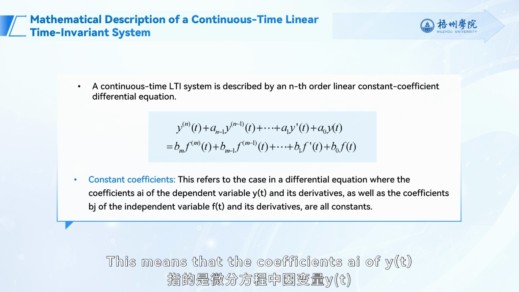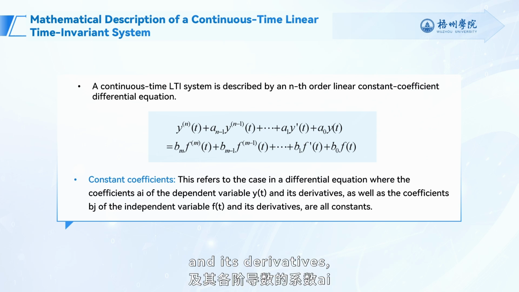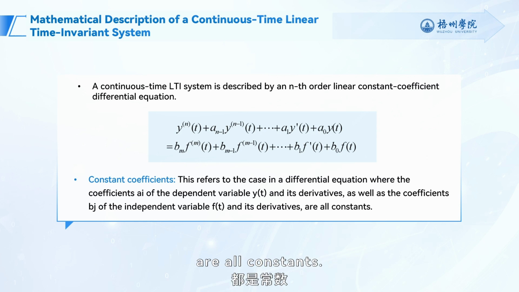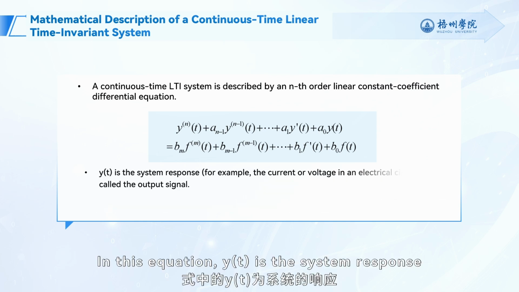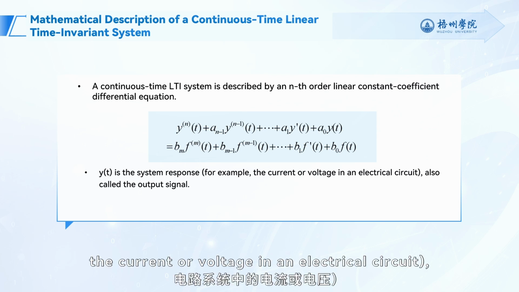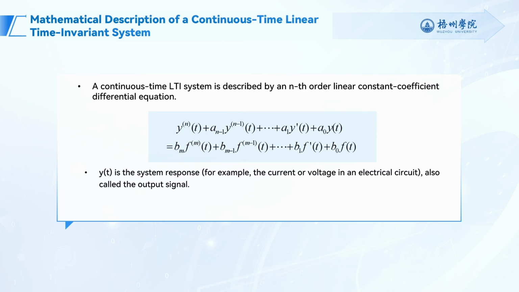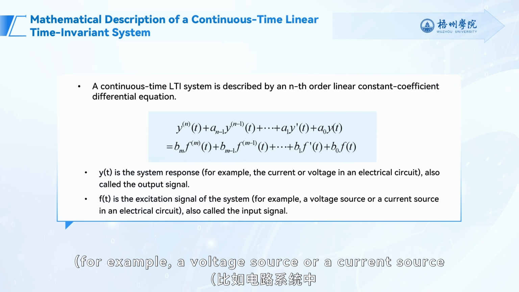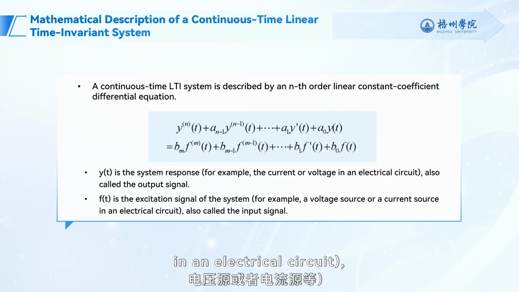This refers to the case in a differential equation where the coefficients a sub i of the dependent variable y of t and its derivatives, as well as the coefficients b sub j of the independent variable f of t and its derivatives, are all constants. In this equation, y of t is the system response, for example, the current or voltage in an electrical circuit, also called the output signal. F of t is the excitation signal of the system, for example, a voltage source or a current source in an electrical circuit, also called the input signal.